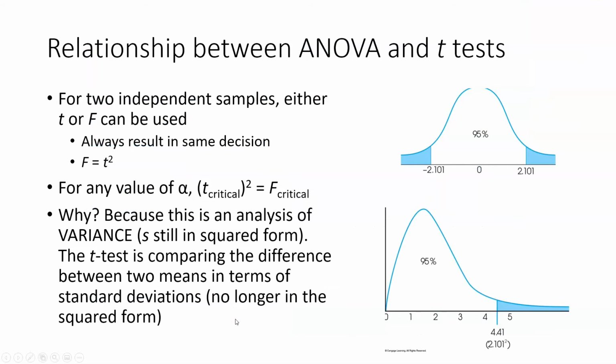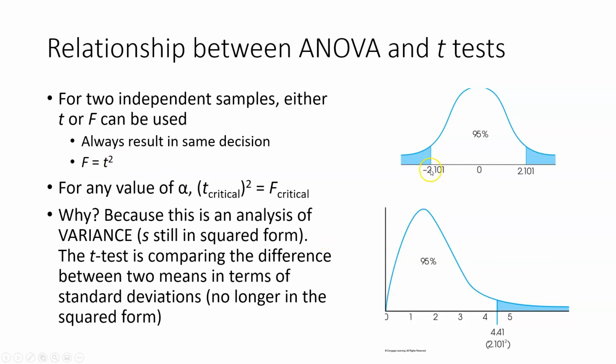There's another principle here I just want to drive home, and that is that if you only have 2 conditions in your factor, in your independent variable, you can run either a t-test or an F-test. And in fact, you'll always get the same decision if you use the same alpha, because F will always be equal to t squared.